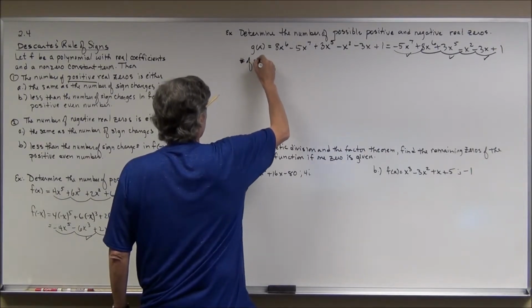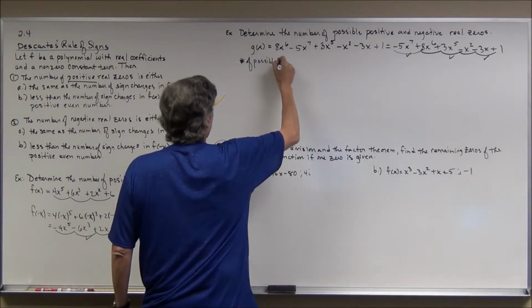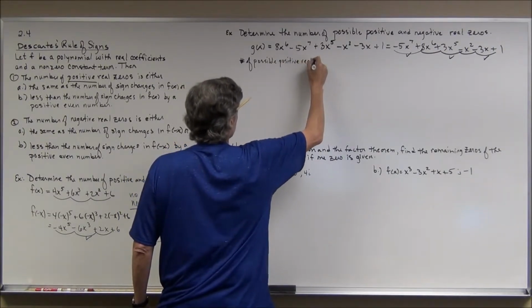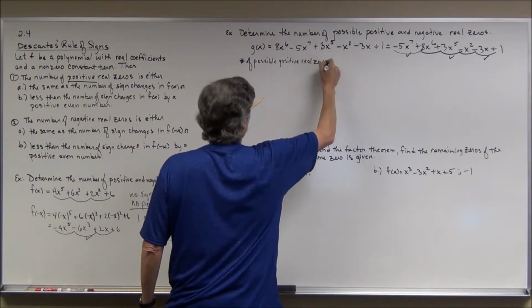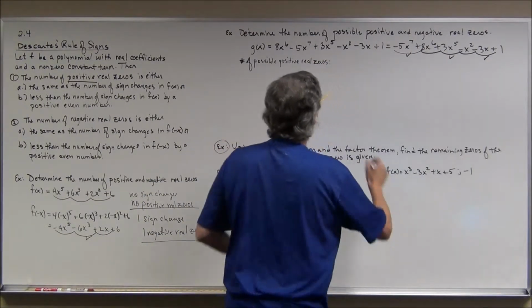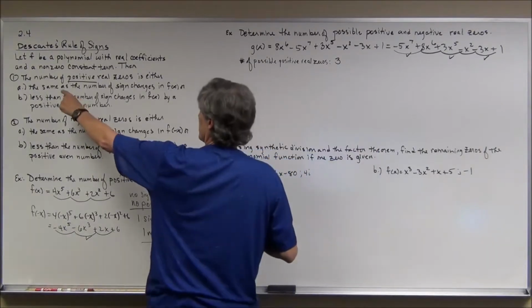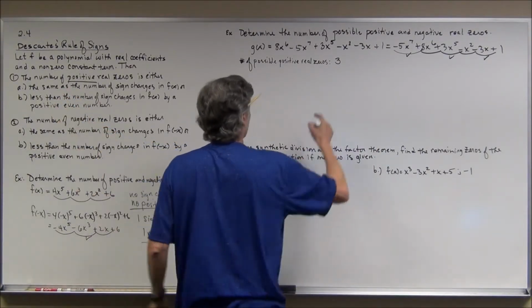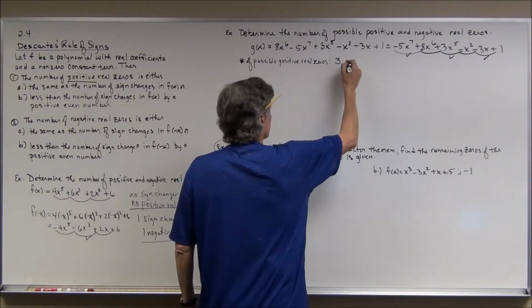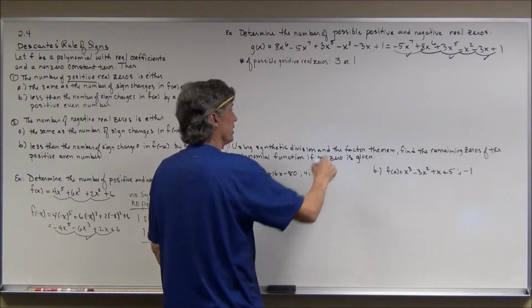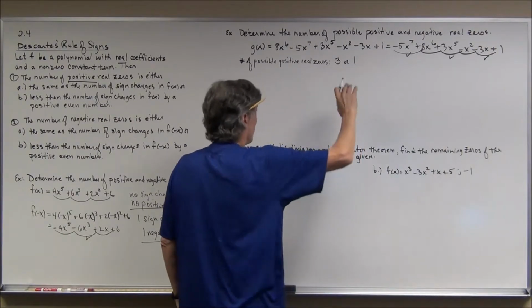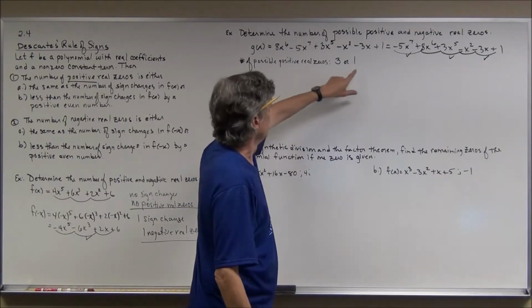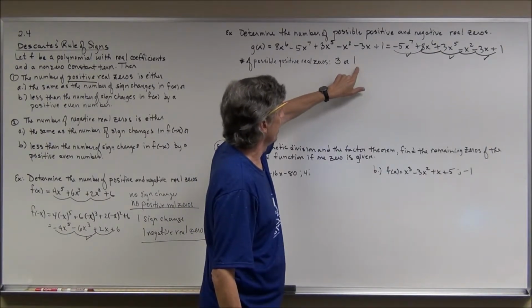So the number of possible positive real zeros, there we go. Well, I could have as many as 3 because it's equal to the number of sign changes or less than the number of sign changes by a positive even number. So if I subtract 2 from this, I could have 1. Now if I subtract 2 again, I could have negative 1. Well, that doesn't make sense. You can't. This is the number of possible real zeros, not their actual zeros. So it either has to be 3 or it has to be 1.